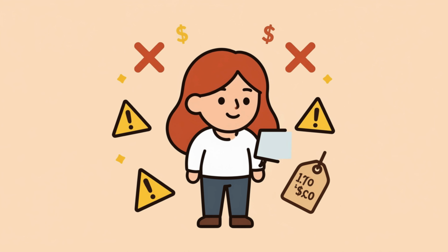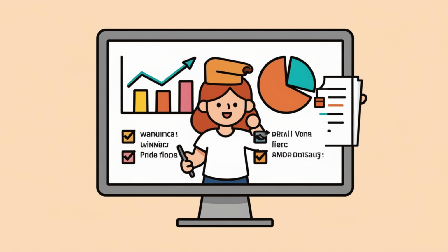You also need to track your numbers. Look at what sells, what gets clicks, and what makes money. Numbers help you make smart choices. When you know what works, you can do more of it.